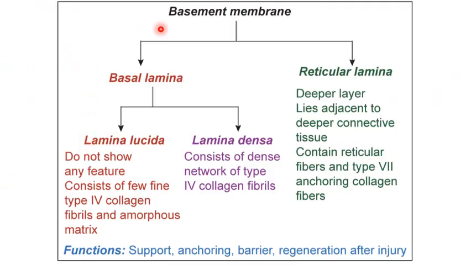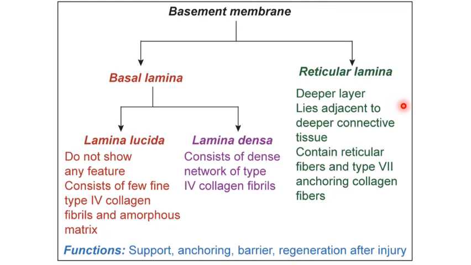This is the summary of the basement membrane, because the basement membrane is a short note for you. It has two layers, the basal lamina and the reticular lamina. The basal lamina in turn has two layers, lamina lucida and lamina densa. Lamina lucida doesn't show any features, but consists of very fine type 4 collagen and the amorphous matrix. The lamina densa has laminin, proteoglycans and type 4 collagen fibers.